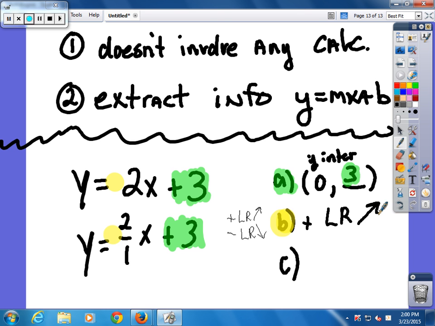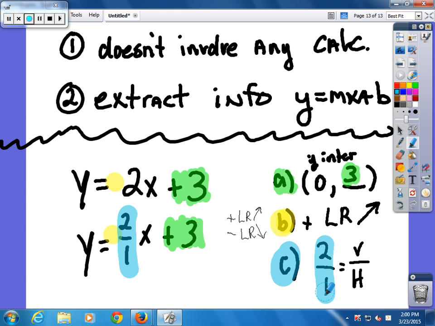And then the last thing, I'm going to highlight it blue. And that's that right there, and that's 2 over what? 2 over 1, which is our vertical over our horizontal. And that's it. You see why people like it? People like it because you don't have to calculate anything. All you have to do is look at the problem and extract the coordinates that you need and what the line is doing.